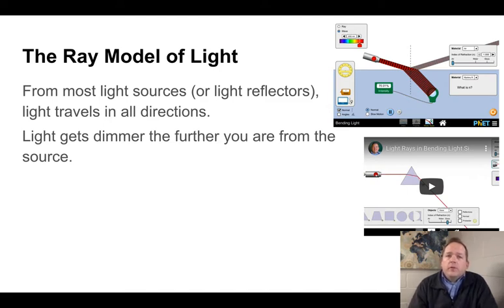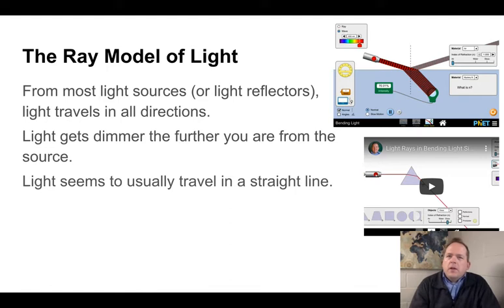So, a few observations. Light gets dimmer the further you are from a source. I think for most people that makes sense. The energy is spreading out over a larger and larger area. Light usually seems to travel in a straight line. And so if you look around you and see the light sources in the room, you can trace a straight line from that light source to your eye where you are observing that light source.